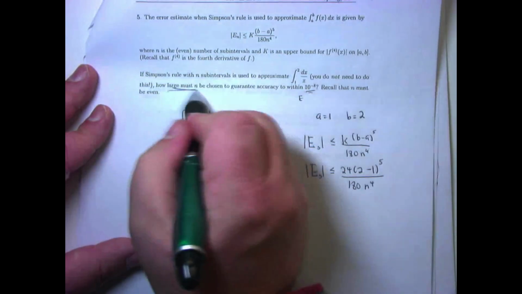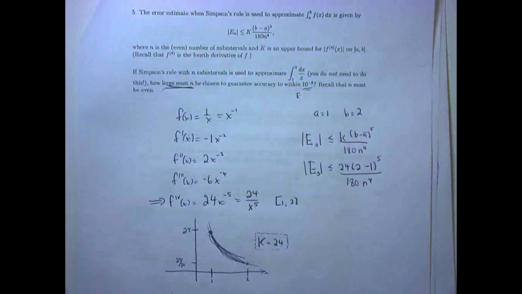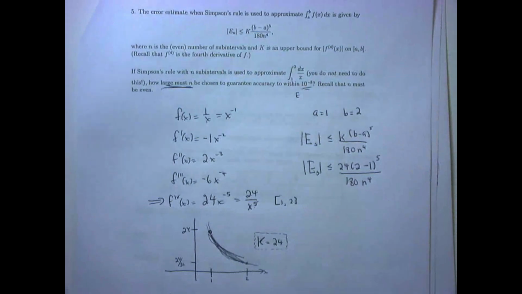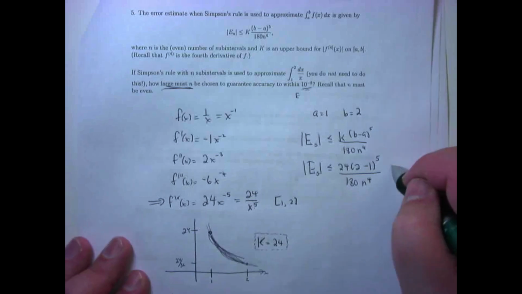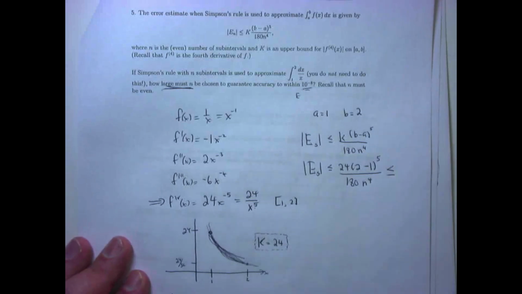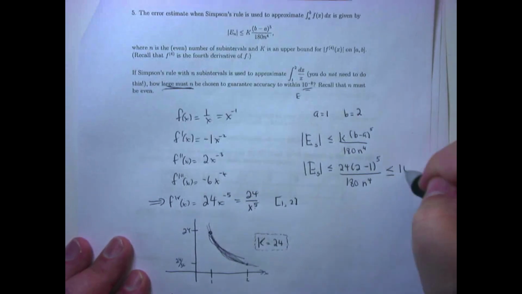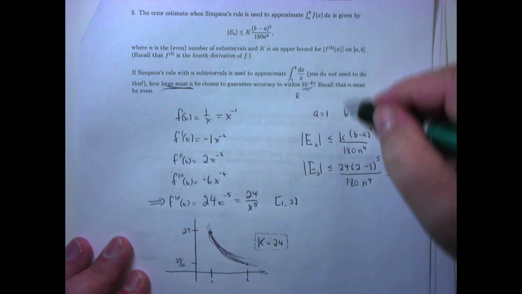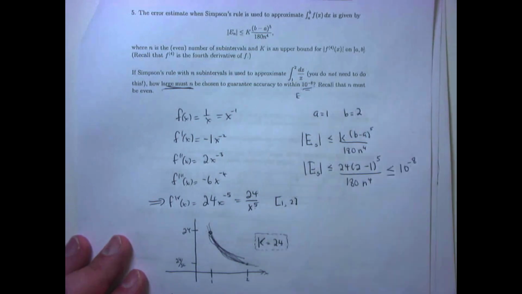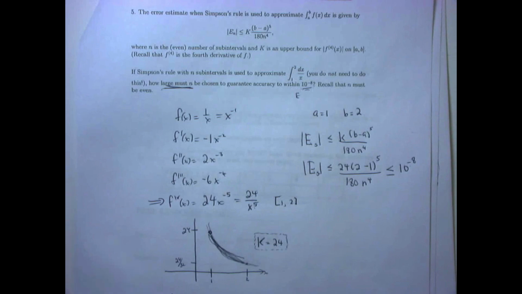The goal is to remember you're supposed to find n. How large an n do we need? Does this ring a bell? This is your error. You will want this error to be less than or equal to what number? 10 to the negative 8th. This is the error that this thing has to be bounded by. Does that make sense? All right, let's crunch some numbers here.